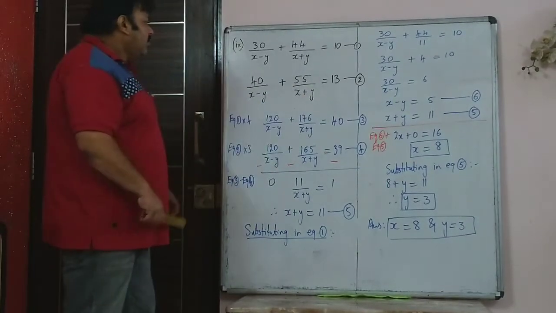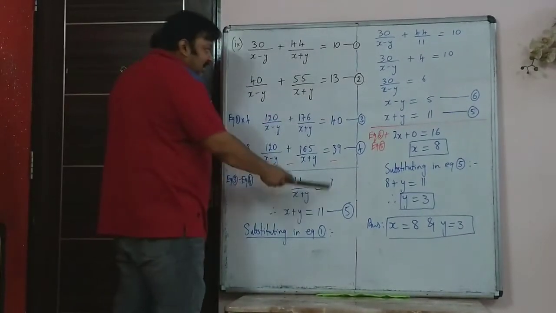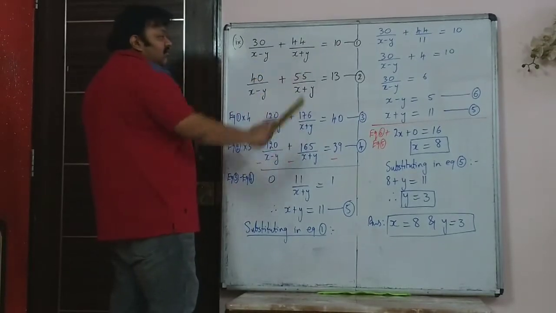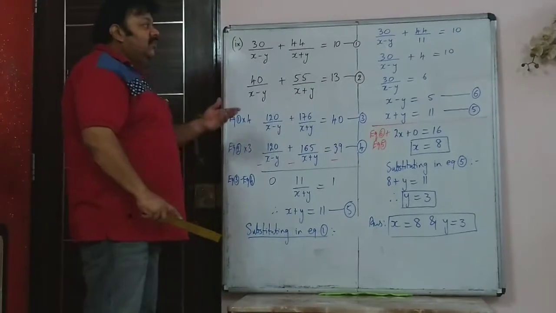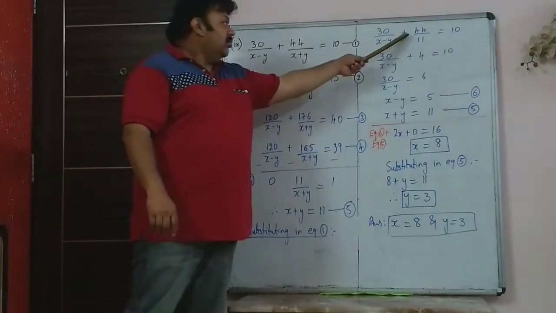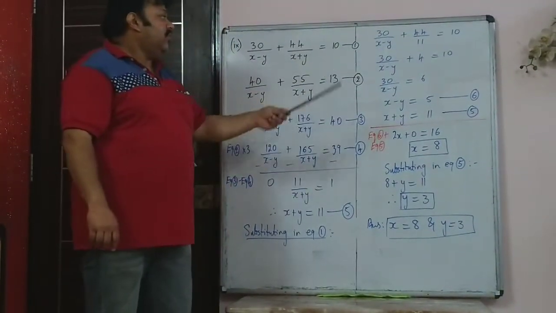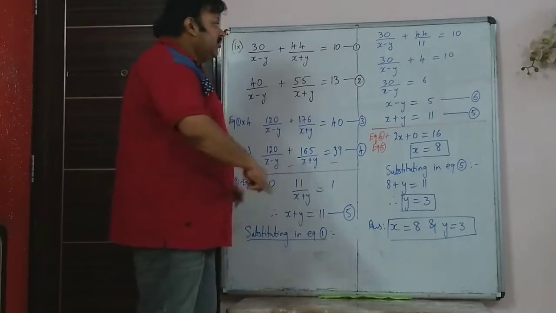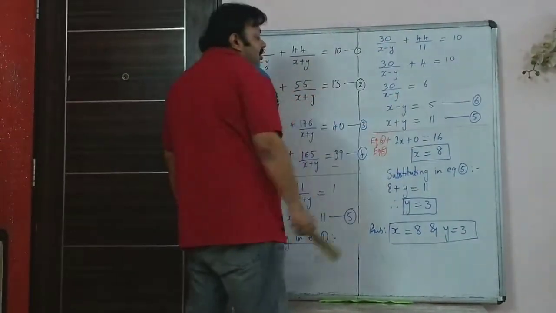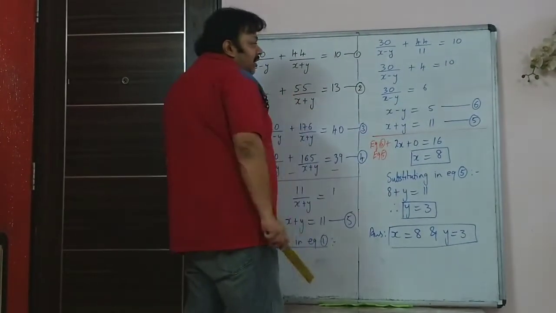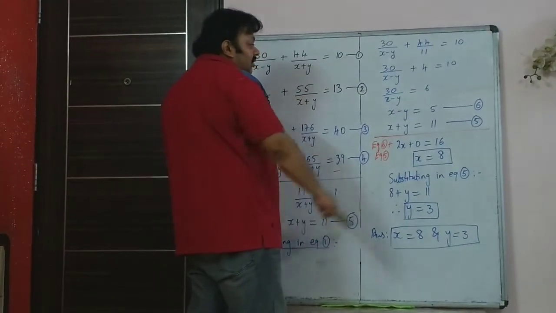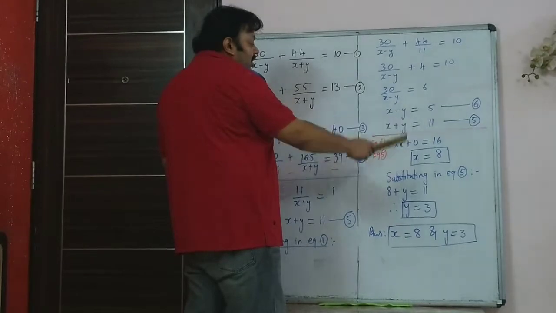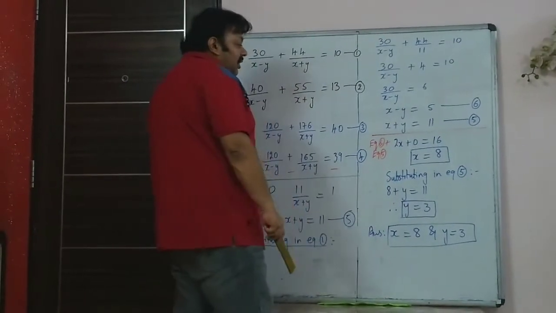Then you have to substitute x plus y is equal to 11 in equation 1. So therefore you will get 30 upon x minus y plus 44 upon 11, which will be 4, equal to 10. So the 4 can be shifted to the other side, it will become 6. So 30 upon x minus y is equal to 6. So 6 on the denominator, x minus y is equal to 5.